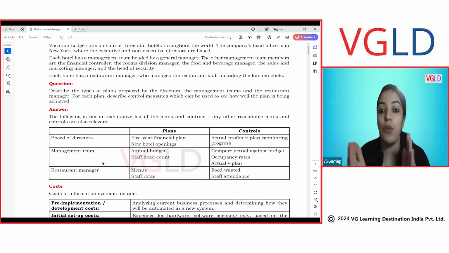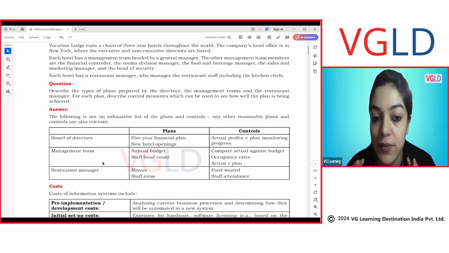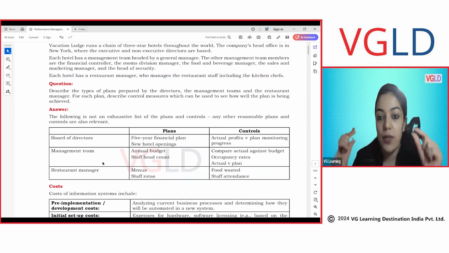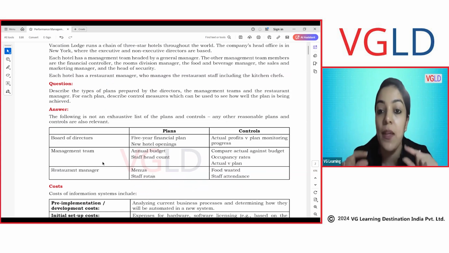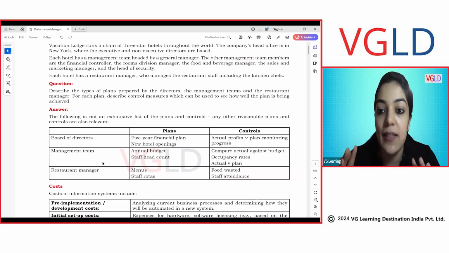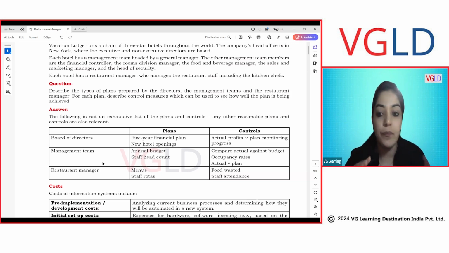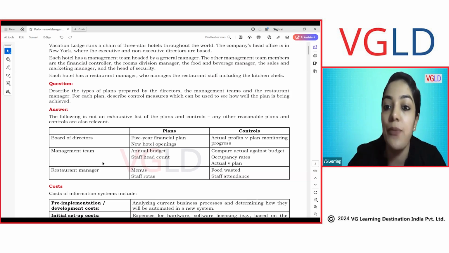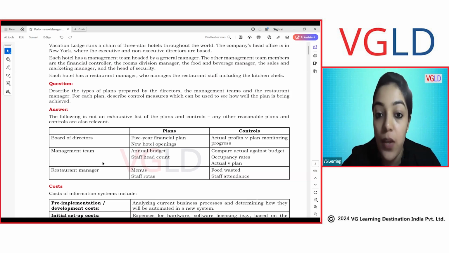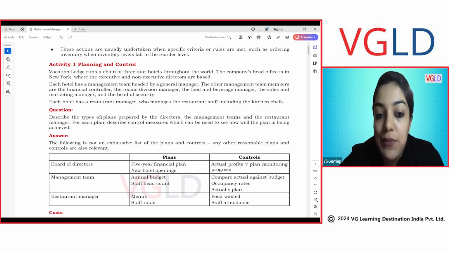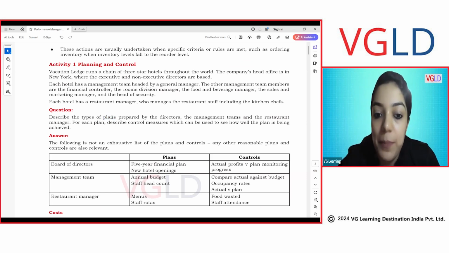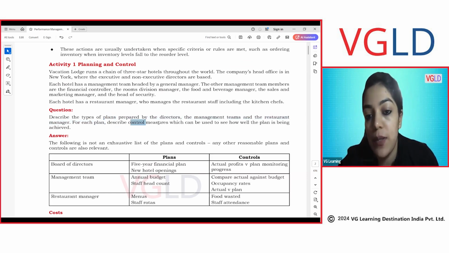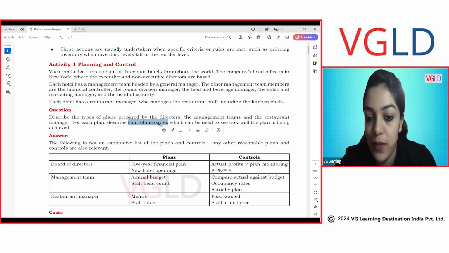Now, you don't just see what is the answer, how the answers are being covered, point wise. Board of directors has been discussed first, then management team, then restaurant manager. You should always inculcate this habit that you're going to write in points so that it becomes easier for the examiner to allot marks to you. Also, cover everything that is asked. If you just write about plans, then you get half of the marks only. But if you write about plans and the relevant control measure, then you get the full marks.